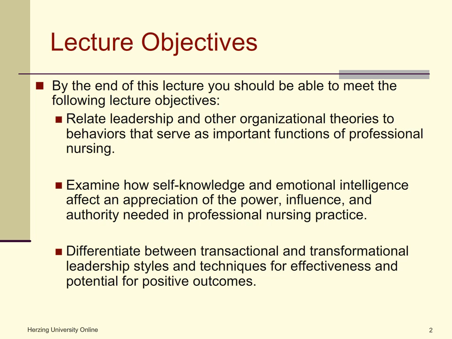By the end of this lecture, you should be able to meet the following lecture objectives. Relate leadership and other organizational theories to behaviors that serve as important functions of professional nursing. Examine how self-knowledge and emotional intelligence affect an appreciation of the power, influence, and authority needed in professional nursing practice. Differentiate between transactional and transformational leadership styles and techniques for effectiveness and potential for positive outcomes.